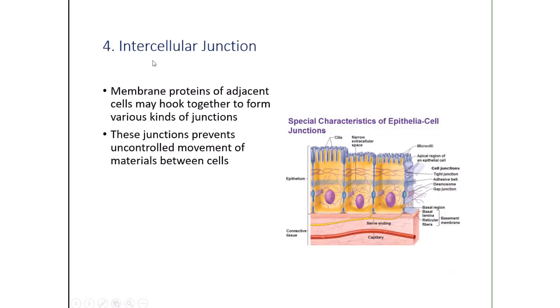The next one is intercellular junction. We briefly mentioned this earlier already, but there are some specialized proteins located in the membranes that will allow them to kind of hook on to the cells that are next to them. Of course, they cannot do this by themselves. They would also be working in conjunction with the intermediate filament to form these tight junctions, and that is important to prevent uncontrolled movement of materials between cells.